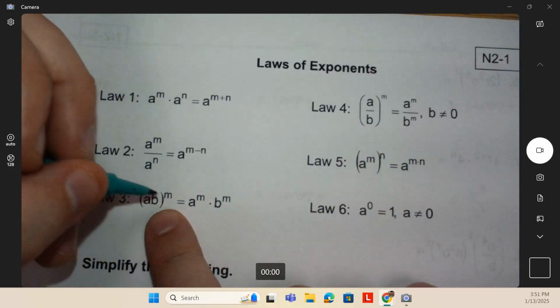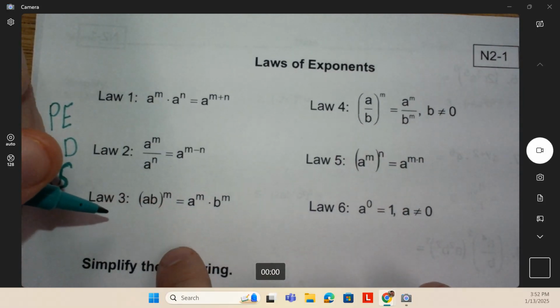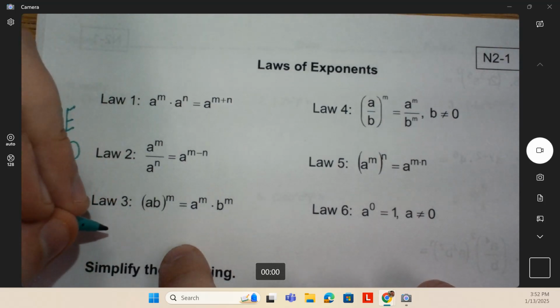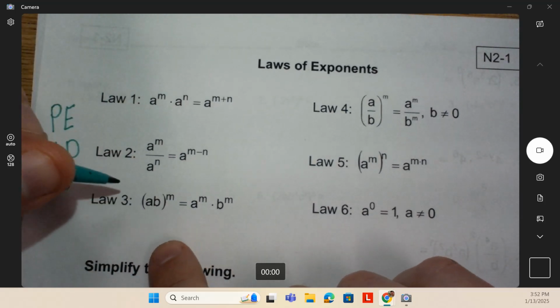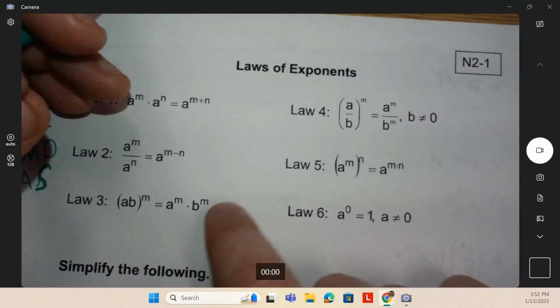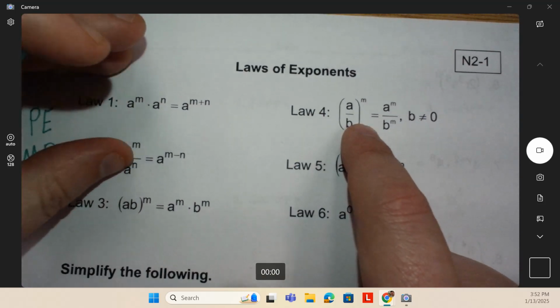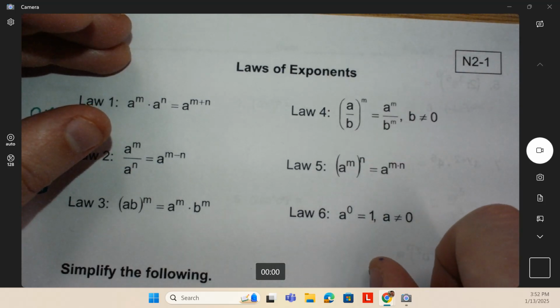Law 3 and 4 are both similar. When I have an exponent that gets distributed out, it's the same thing as if I was doing 2 times a plus b. That 2 would distribute out to the a and the b. Same thing here, that exponent distributes out to both. And that goes the same for law 4. The only thing is that b can't be equal to 0 because I can't have a 0 in the denominator.